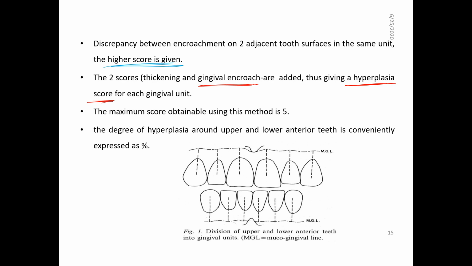The maximum score obtainable by this method is 5. The degree of hyperplasia around upper and lower anterior teeth is conveniently expressed in the form of percentage. So higher the score, more is the gingival enlargement.